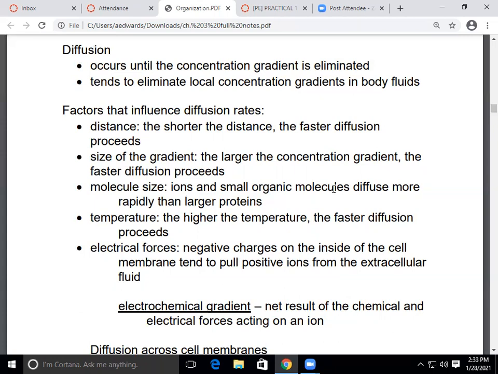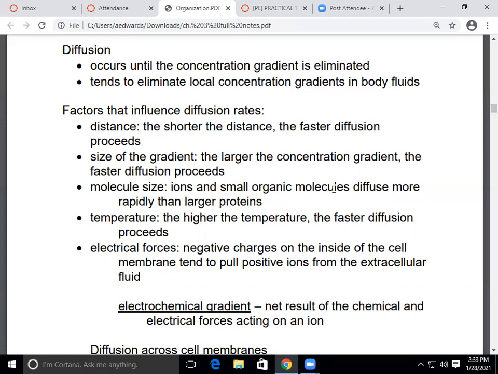So electrical forces. You have negative charges on the inside of your cell membrane that are going to pull positive charges from the extracellular fluid, right? So if there's a difference in charge, you're going to be pulling the opposite charge, okay? Which can make diffusion happen more quickly.